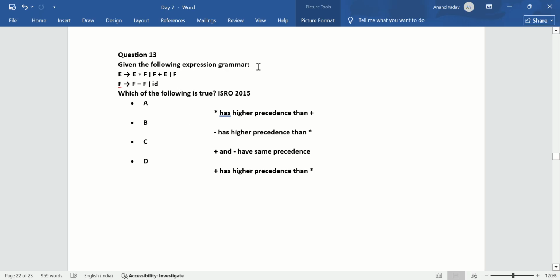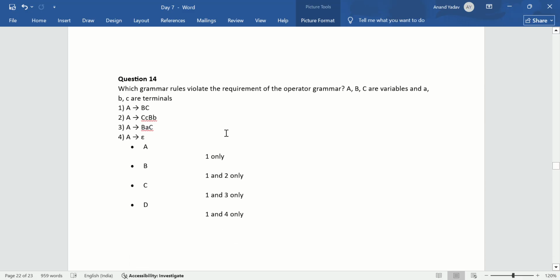Now next one is question 13. Given the following expression grammar, the productions E goes to E star F and F plus G and F. It asks which one has higher precedence. Minus has higher precedence because it is on the bottom. So minus has higher precedence than star. So in this way I solve this. Now next one is question 14.